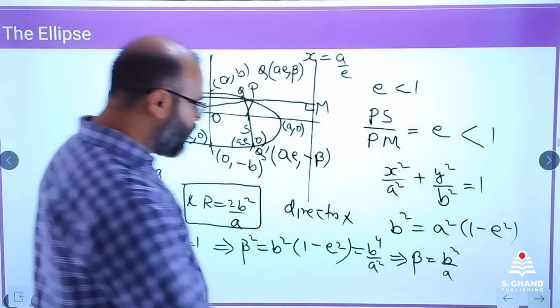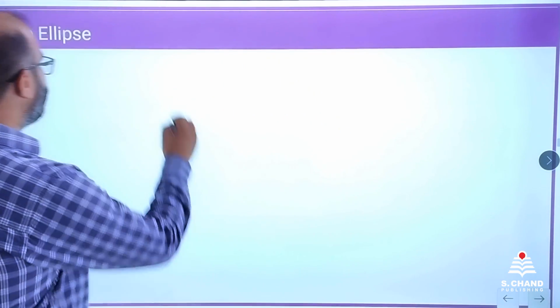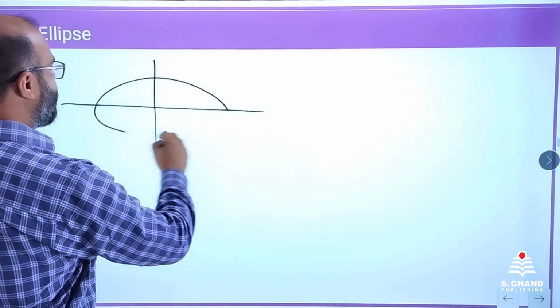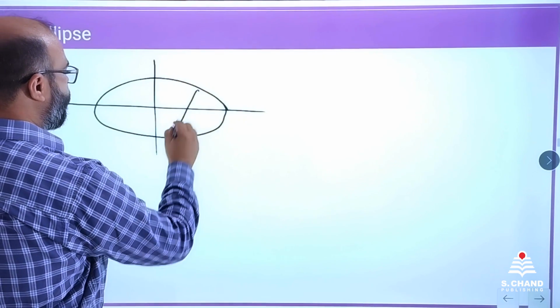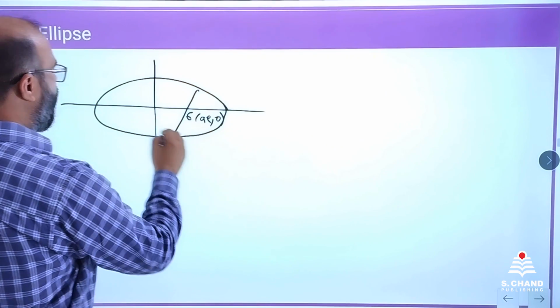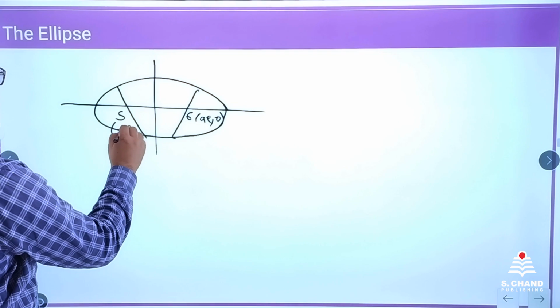Now if we talk about further terms associated with ellipse, first we say the focal chord. The focal chord is a chord of the ellipse which passes through its focus, that is (ae, 0), or it passes through another focus which is (minus ae, 0).